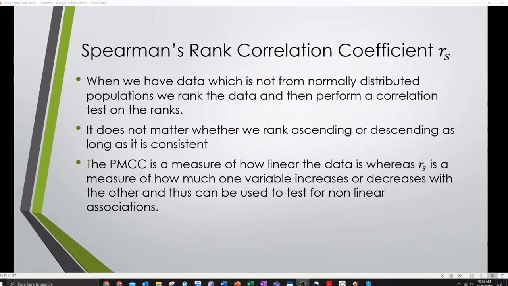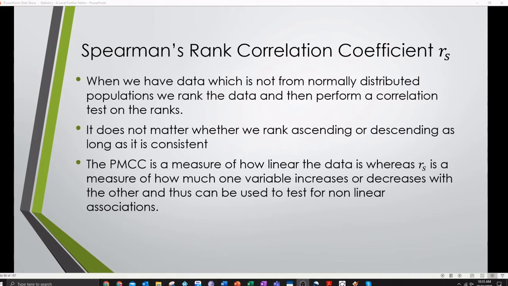And Spearman's rank differs from PMCC because the PMCC, or just normal R, is a measure of how linear the data is, whereas RS is a measure of how much one variable increases or decreases with the other. So although we're not using the raw data in a Spearman's rank because we're just ranking the data, it can be a stronger test because we can look at non-linear associations. So we can look at, say, exponential examples or reciprocal examples. Whereas the PMCC is literally testing, do the values go in a straight line?